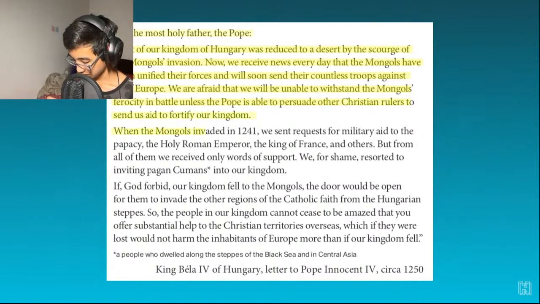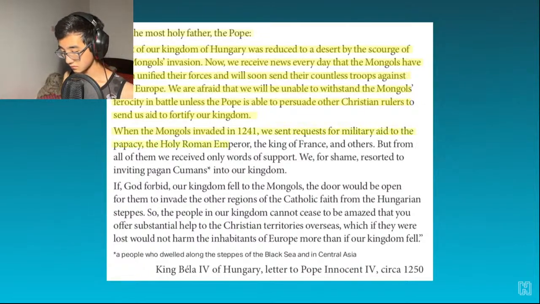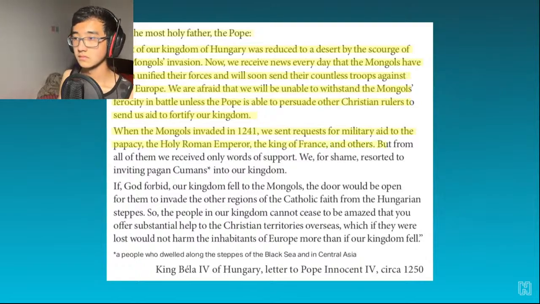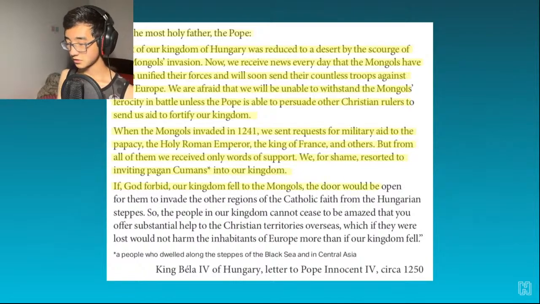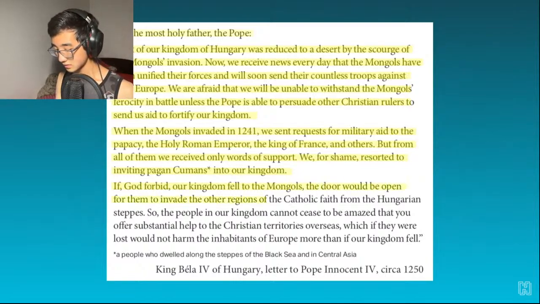When the Mongols invaded in 1241, we sent requests for military aid to the papacy, the Holy Roman Emperor, the King of France, and others, but from all of them we received only words of support. We, for shame, resorted to inviting the pagan Cumans into our kingdom. If, God forbid, our kingdom fell to the Mongols, the door would be opened for them to invade the other regions of the Catholic faith from the Hungarian steppes.